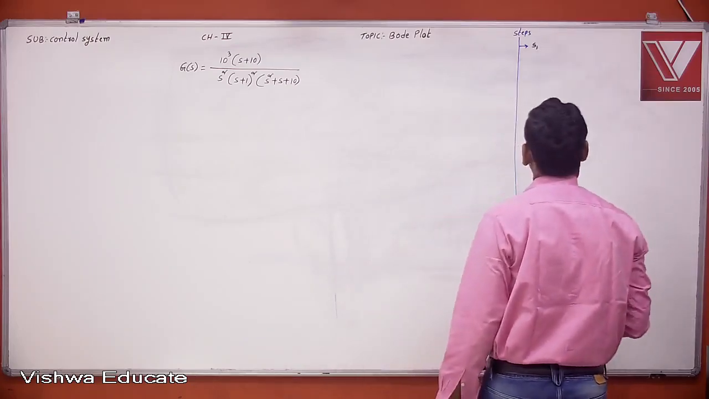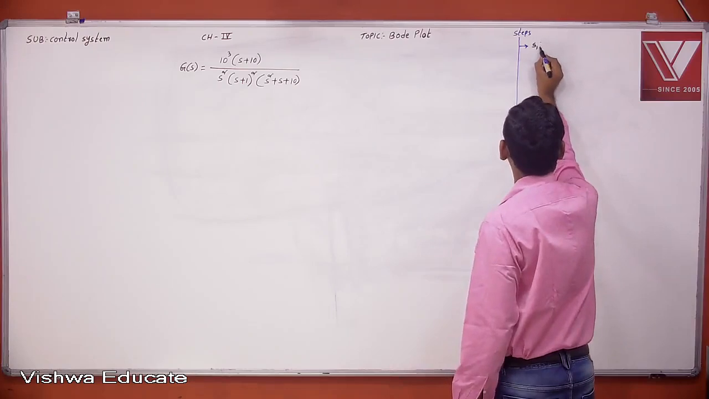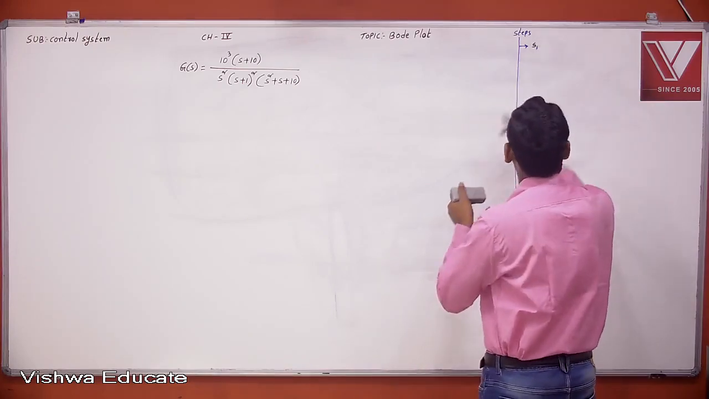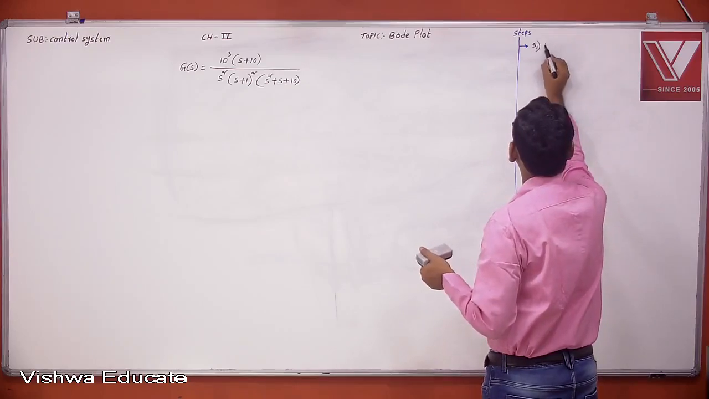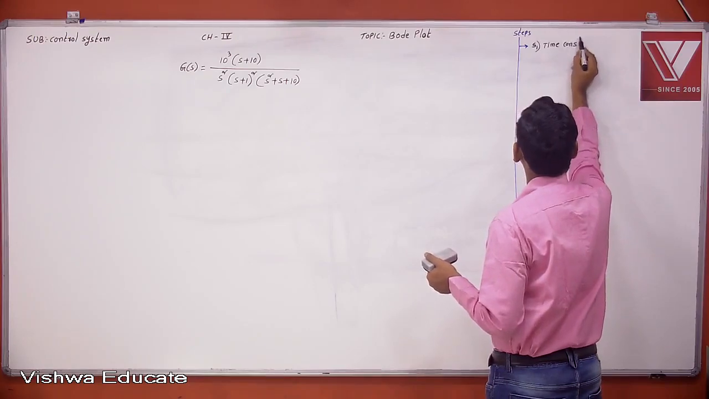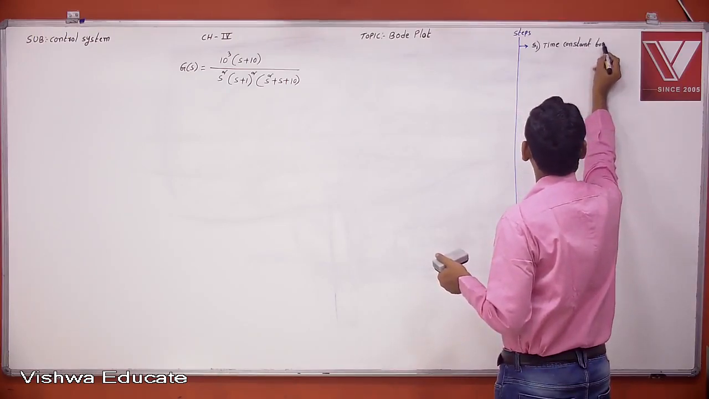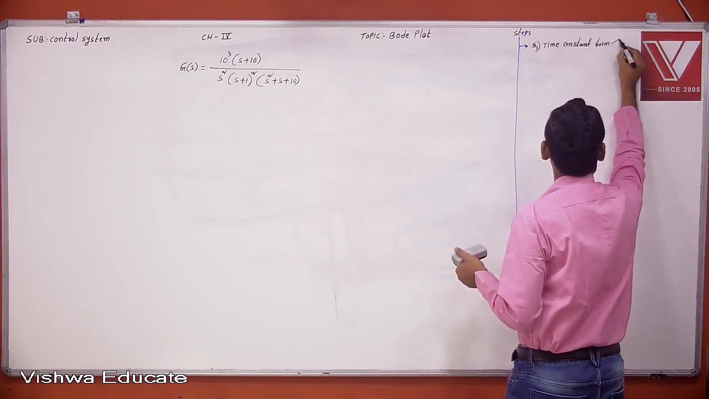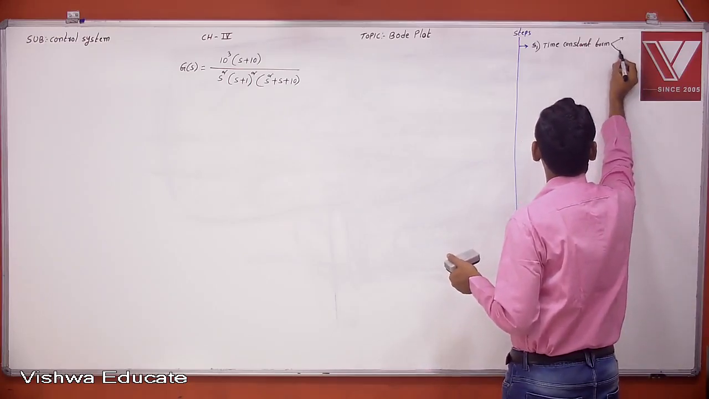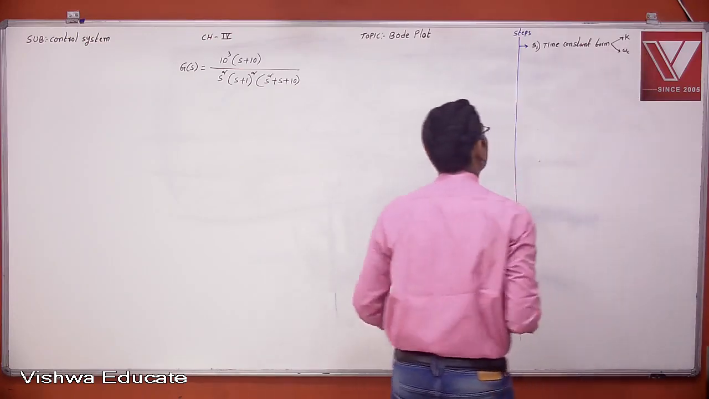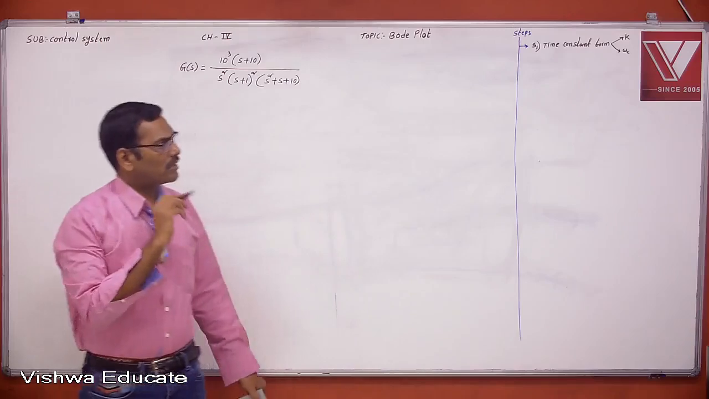Now the step one is time constant form, which results in system gain and corner frequencies. Okay, what is step one? In the shortest manner I will write.